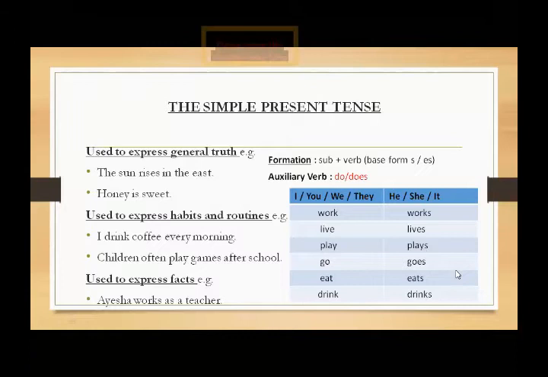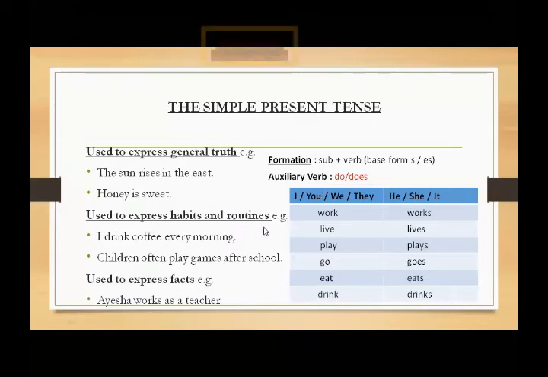The sun rises in the east. So change with me into negative. The sun does not rise in the east. After using does, we don't have to use s or es in the negative or interrogative sentences. How are we going to make the interrogative? Does the sun rise in the east? Okay, we don't have to use s or es when we use does.